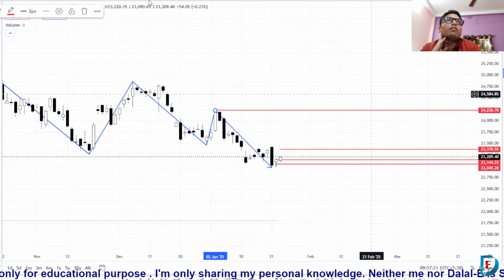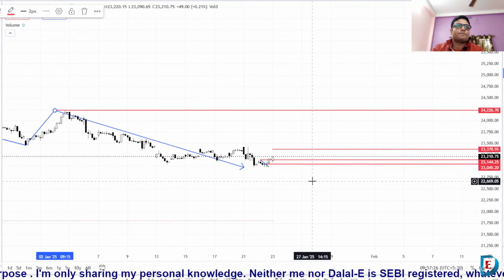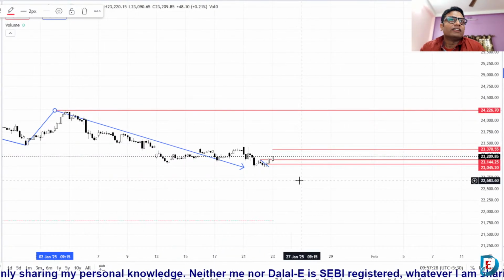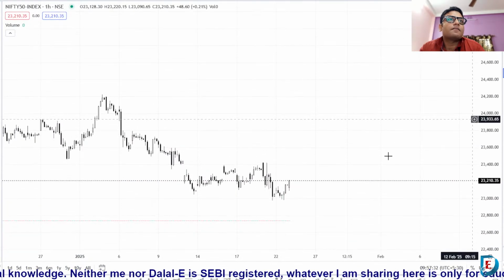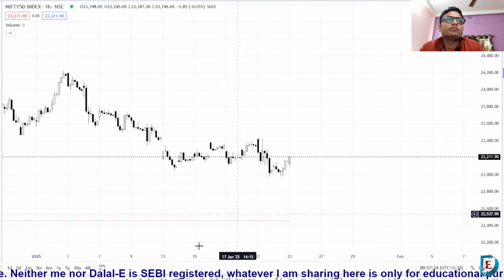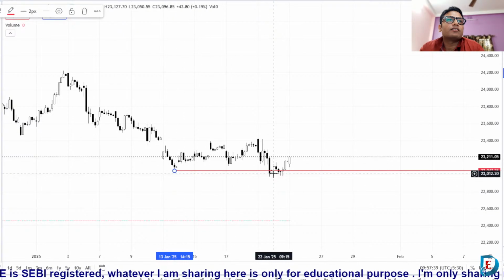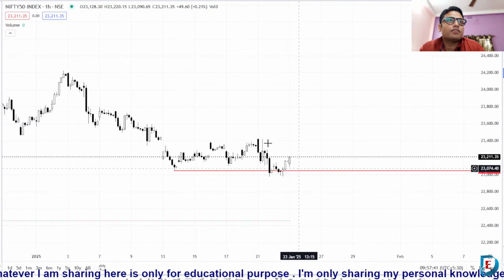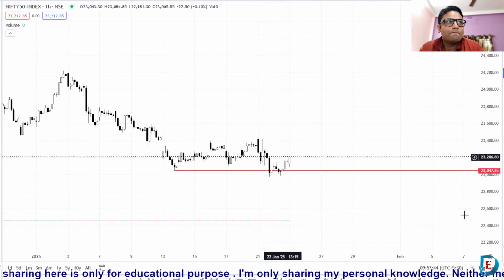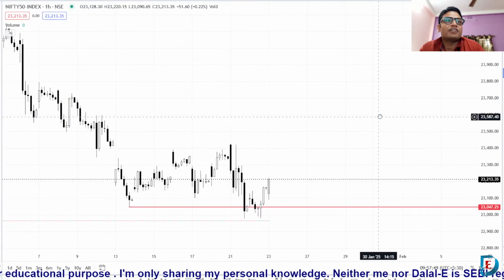Now we go back to the hourly time frame. We clear all this. It's still in a downtrend. This low was broken and somehow it's trying to give a pullback right now. This is what exactly is going on.